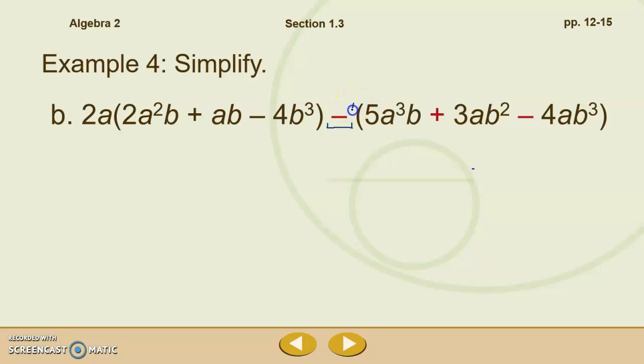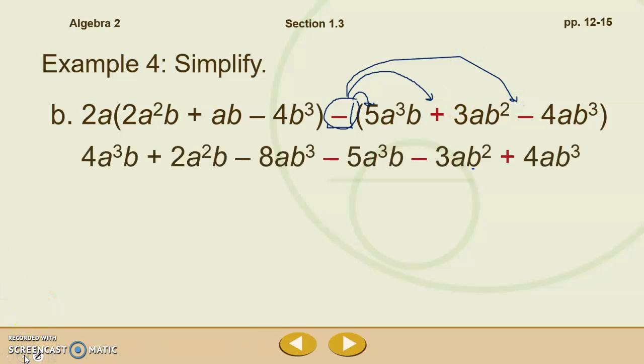When you have a negative sign, it's really like a negative 1 being multiplied by that. Because it's a negative 1, that is going to affect the signs of everything inside these parentheses. So we need to be careful to distribute that negative sign to each of those numbers. We're going to rewrite it this way after distributing, and then look for some like terms.